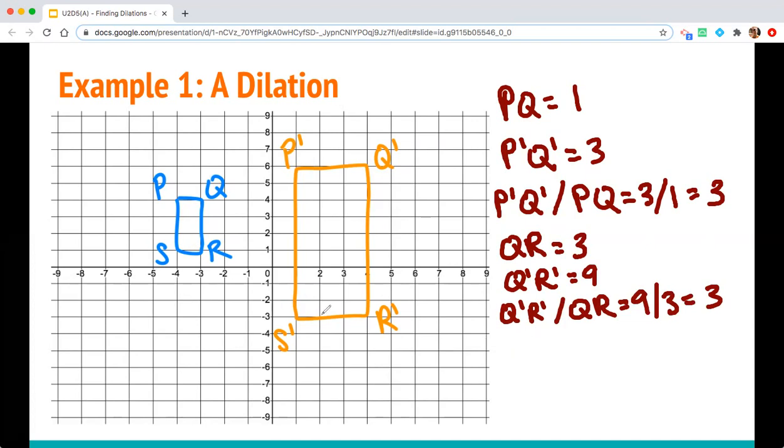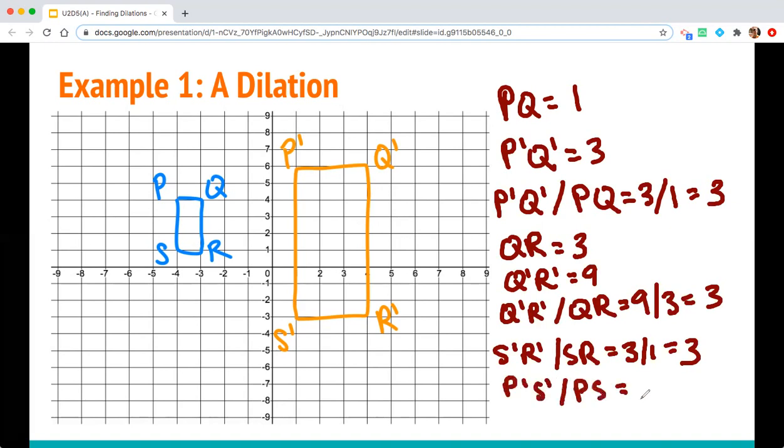I'm going to start to take a little bit of a shortcut. So S prime R prime divided by SR. S prime R prime is 3 units. SR is 1 unit. 3 divided by 1 equals 3. And then for the final pair of corresponding sides, P prime S prime divided by PS, always starting with the image. P prime S prime is 9 units divided by PS, which is 3 units. 9 divided by 3 is 3.